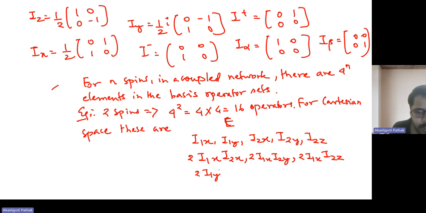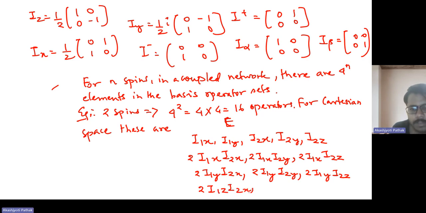Next will be 2I1yI2x, 2I1yI2y, and 2I1yI2z. And the last ones will be 2I1zI2x, 2I1zI2y, and 2I1zI2z. Okay, so this will be it. Did you understand this?